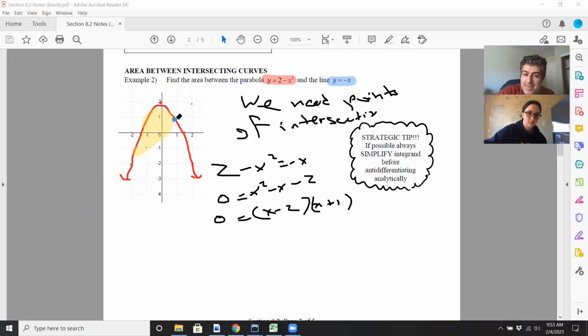But see, I caught myself. How did I catch myself when I found the points of intersection? Because it didn't make sense anymore. Because I should be crossing at 2 and negative 1. So that's my fault. My apologies. Let's take 2.